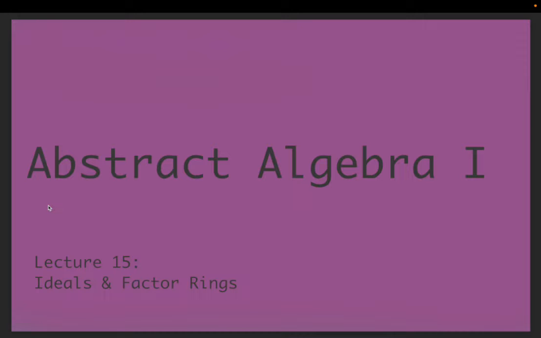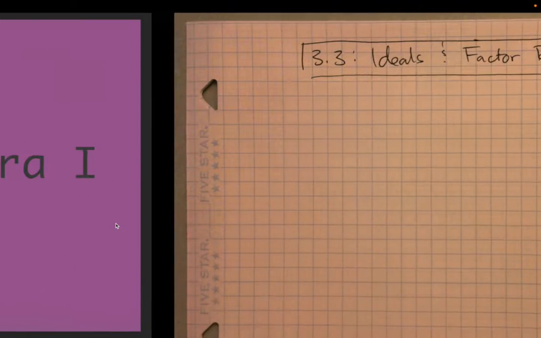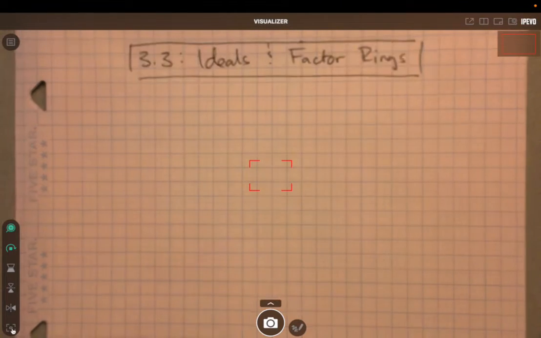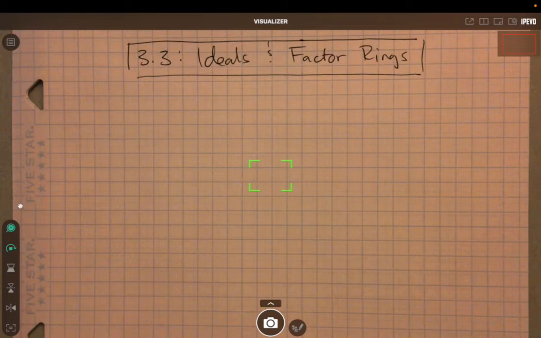This will be lecture 15 of the course. And in this section, we are going to explore a concept similar to what we saw with factor groups, very similar, but pertaining to rings. So let's go ahead and jump into it. We'll call this section 3.3, Ideals and Factor Rings.